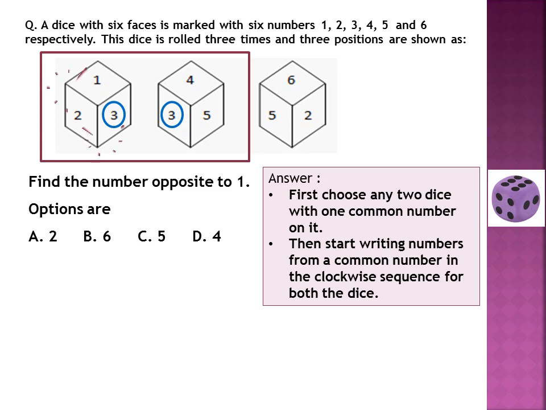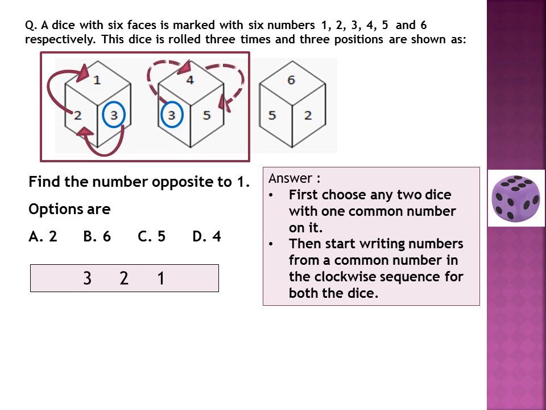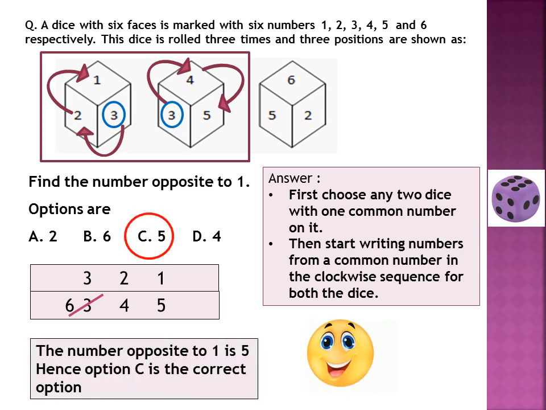Here common number is 3 and the numbers in the sequence are 3, 2 and 1. So let us write 3, 2, 1 in a sequence, and in the second dice numbers in the clockwise direction are 3, 4 and 5. So let us write 3, 4 and 5. 3 is the common digit, so cut the 3 and write the missing number, which is 6. Thus, the number opposite to 1 is 5, hence option C is the correct option.